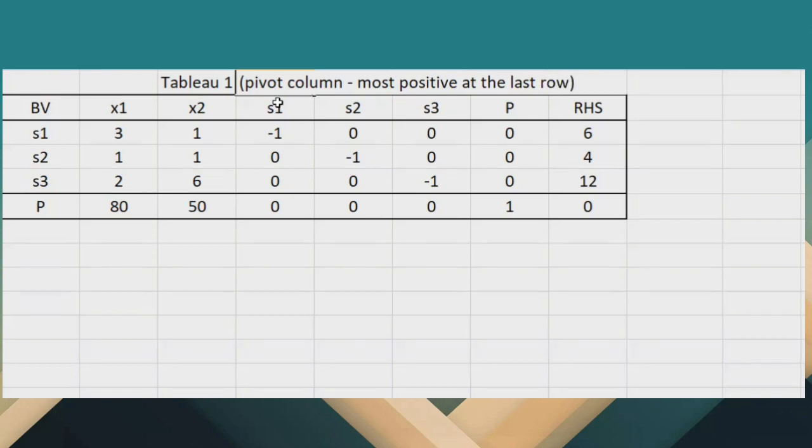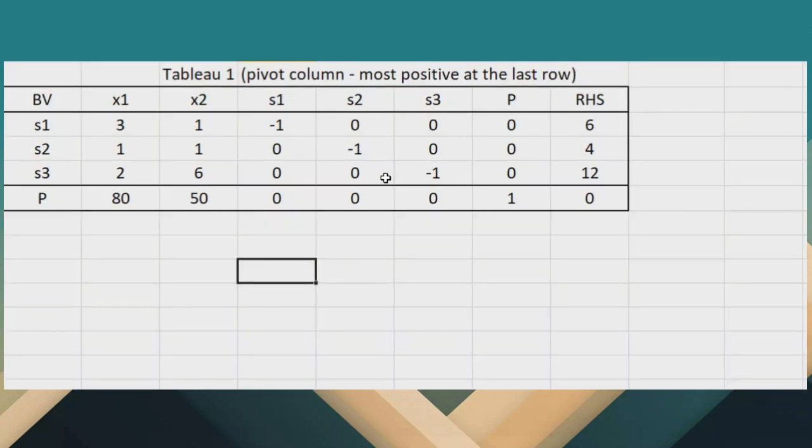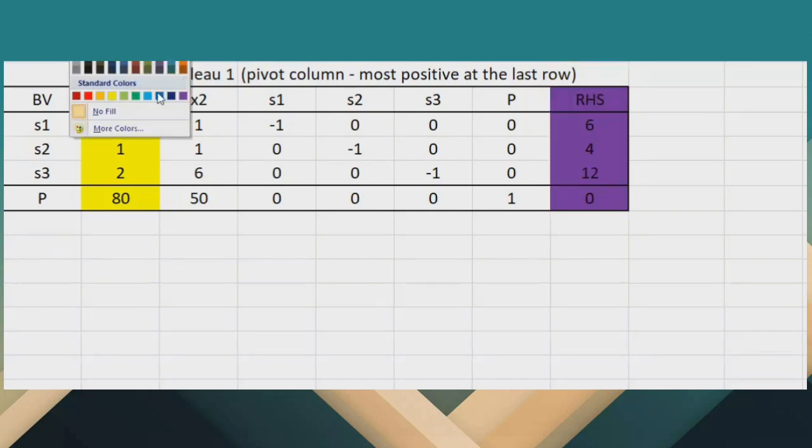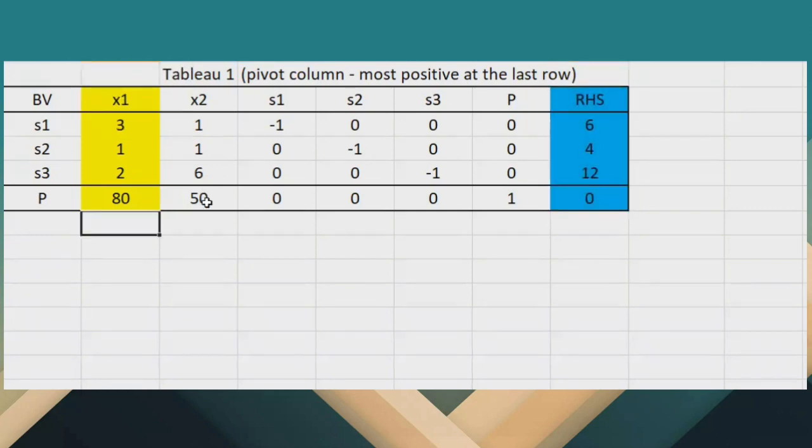Para malaman may pivot column. So, ang pinaka-most positive, dalawa lang naman pagpipilian. Ito. So, 80-50. So, pinakamataas yung 80. Last row. I hope you follow. Ayan. So, that's our pivot column. Then, to get the pivot row, we need to do again test ratio by dividing the right-hand side by the pivot column. So, let's write here test ratio.